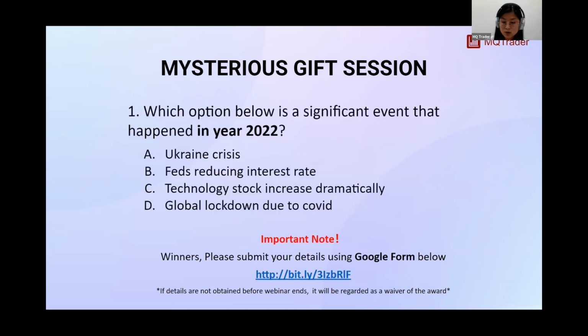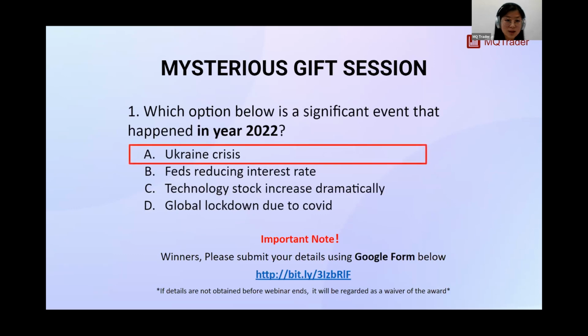Right, the first question: which option below is a significant event that happened in year 2022? Yeah, so the answer is A, Ukraine crisis. And I believe we have our winner already. Congratulations, Victor and KM. Remember to use the Google link or the form here on the screen to send us your contact details.